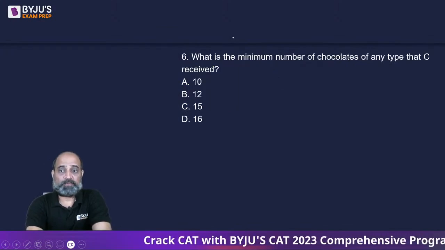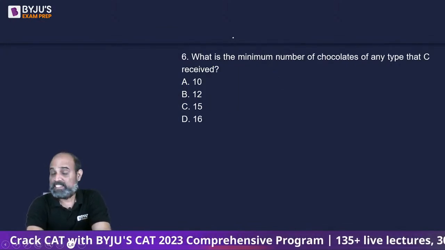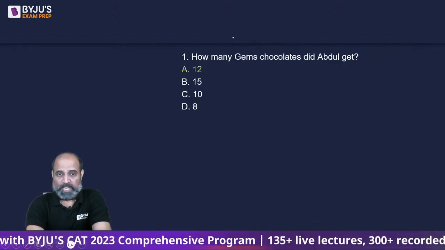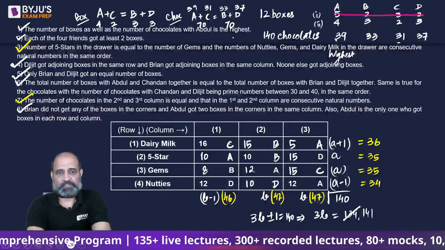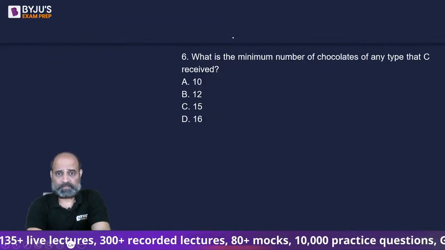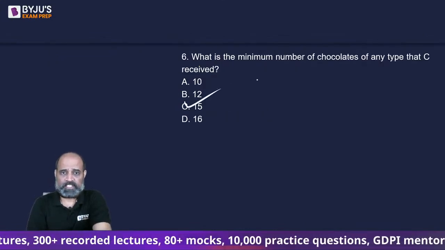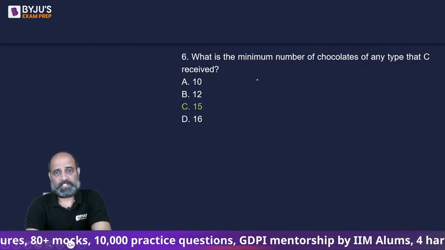What is the minimum number of chocolates of any type that C received? Minimum number of chocolates of any type that C received. Can we say 15 and Gems? Gems won't be written, so 15, the count is required. C will be the answer.